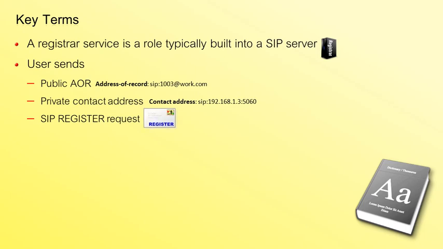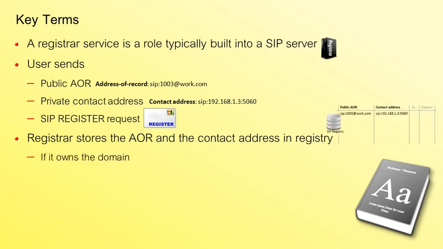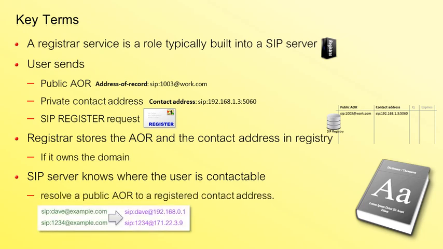If the registrar owns the domain, it stores the address of record and the contact address in its registry, a data repository. After registration, the SIP server knows where the user is contactable. It has the ability to resolve a public address of record to a registered contact address.